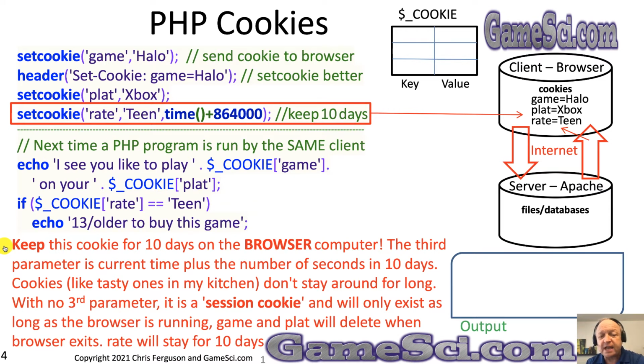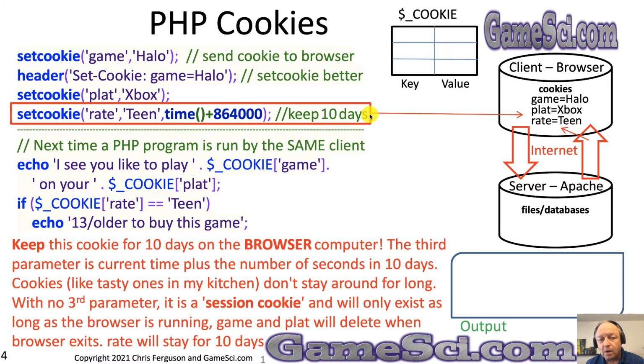Keep this cookie for 10 days on the browser computer. The third parameter is the current time plus the number of seconds in 10 days. Cookies, like the tasty ones in my kitchen, don't stay around for long. With no third parameter, it's called a session cookie and will only exist as long as the browser is running. Game and plat will be deleted when the browser exits, but rate will stay around on the hard drive for 10 days. If you want a cookie to stay around on the browser hard drive for multiple days, you have to add this third parameter.